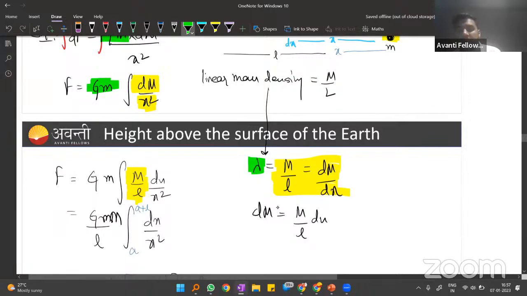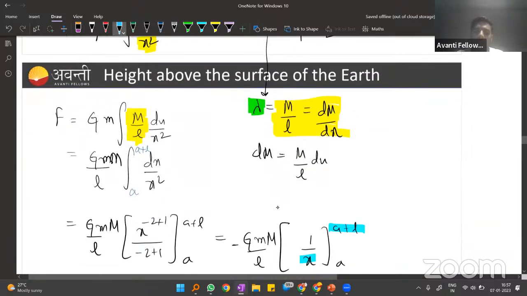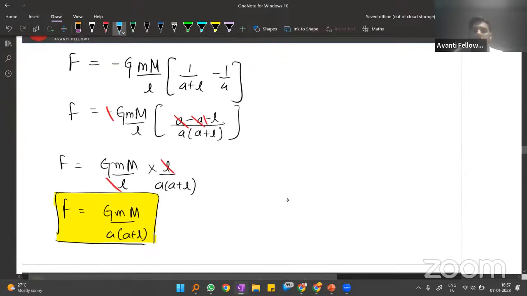Now, where is the first element I can cut? The first element I can cut on this rod is here, see this part. And the last element I can cut is here, this part. So the value of x for the first element is a, and the value of x for the last element, at the very end, is a plus L. So the limits turned out to be a to a plus L. We integrated it, and after a little bit of solving using LCM, we got this answer. Hopefully this is clear, guys, right?